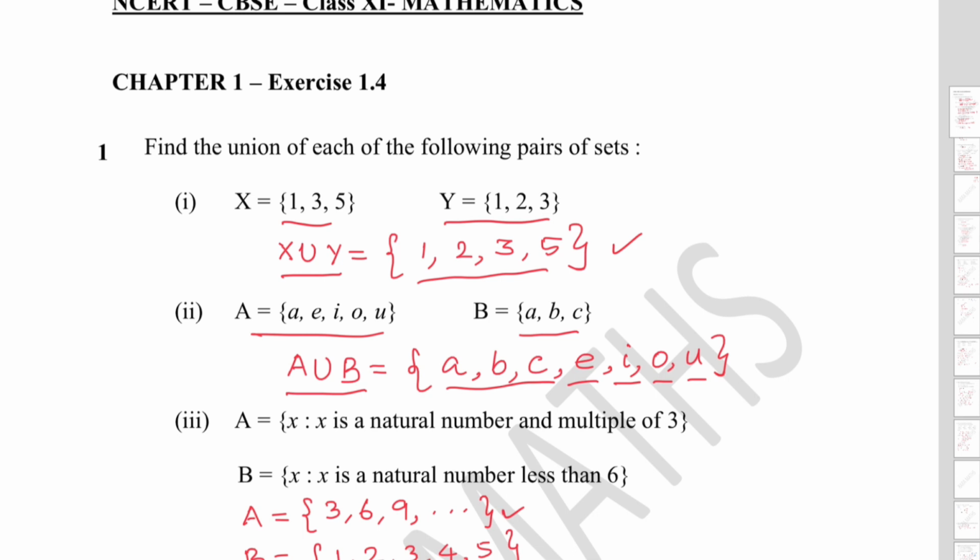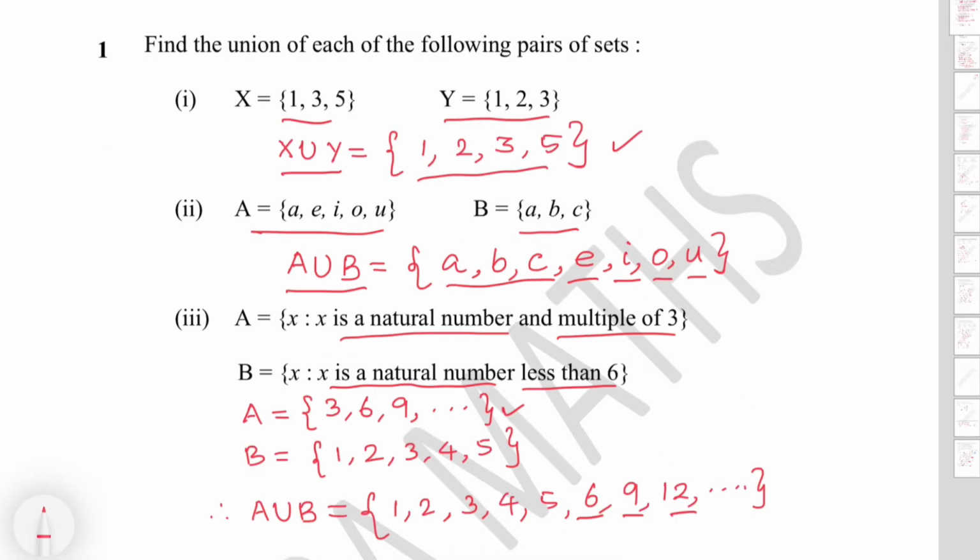And question number 3, a is the set of natural numbers that are multiples of 3. b is the set of natural numbers less than 6. So write in roster form. So a is multiples of 3 means 3, 6, 9, etc. It's a natural number as well as multiples of 3. And b is a natural number less than 6. So 1, 2 until 5. That's b. So a union b means, until 5 you can write 1, 2, 3, 4, 5. After that it's only the second set, set a, 3, 6, 9, etc. So if 3 is already there, you have already written it, so no need to write 3 once again. So 6, 9, 12, etc.